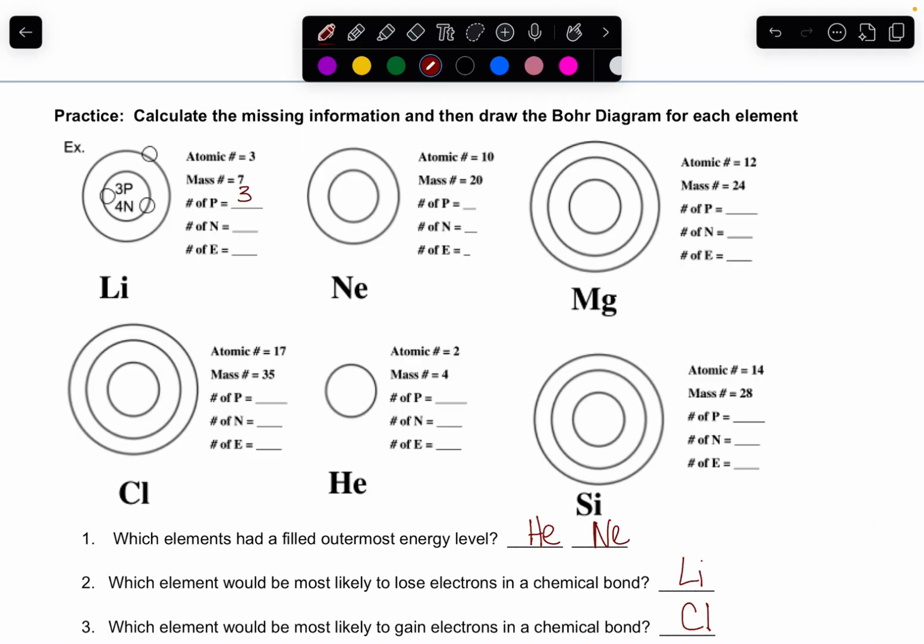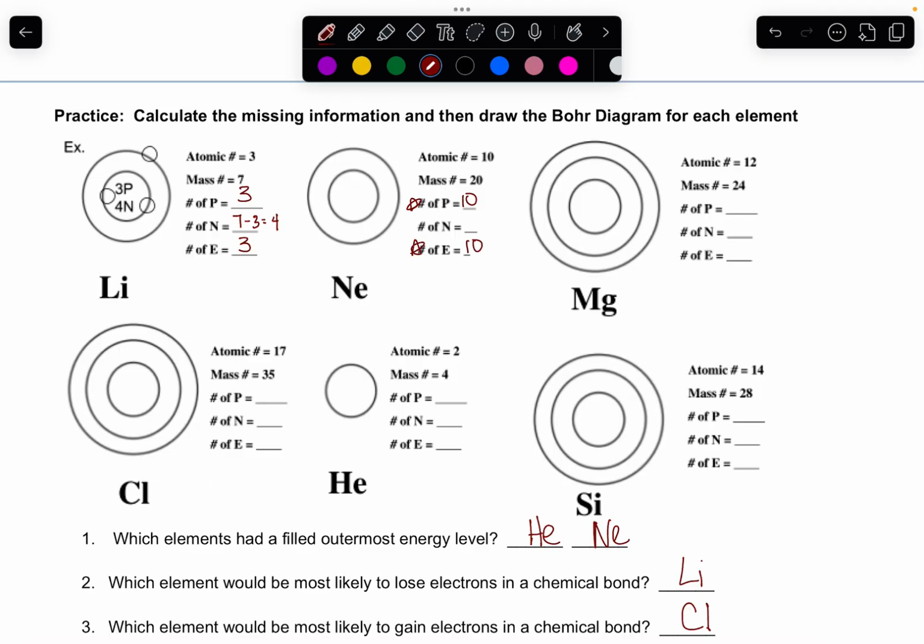That means it has 3 protons and 3 electrons. My neutrons, I'm going to take my mass of 7 minus 3 protons to get 4 neutrons, and that one is already done for us. For neon, I have an atomic number of 10. That means I have 10 protons and 10 electrons.